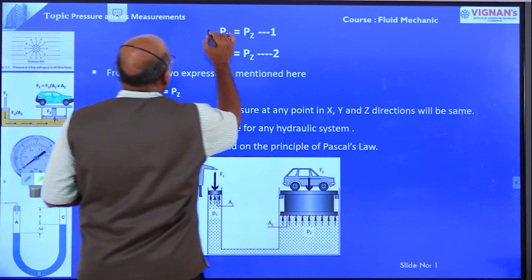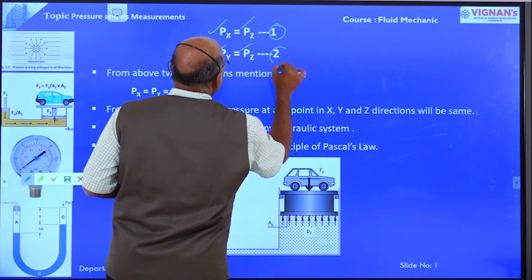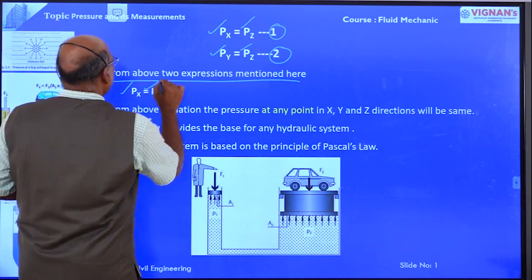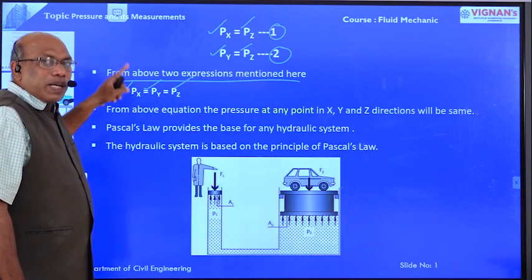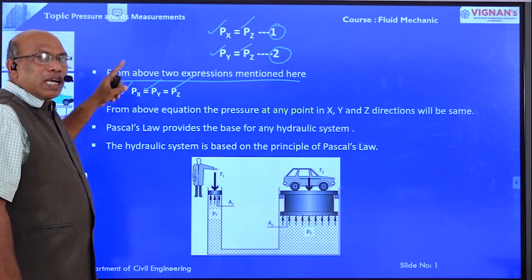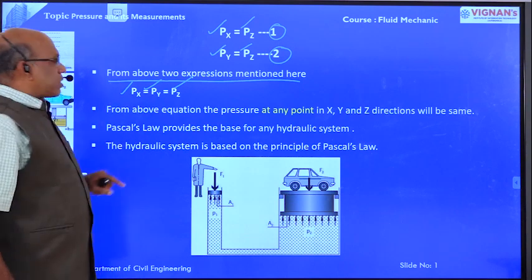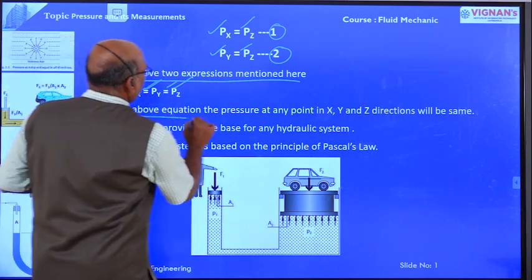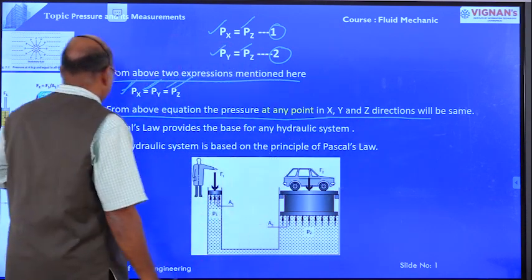We have derived here px is equal to pz, that is equation number 1, and py is equal to pz, that is equation number 2. From these equations, px is equal to py is equal to pz. That means the intensity of pressure at a point in a static fluid is equal in all directions. That means px is equal to py is equal to pz. Right, from the above equation, the pressure at a point in the x, y, z directions will be the same.